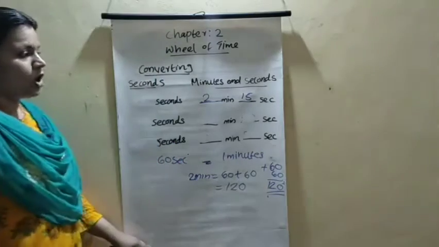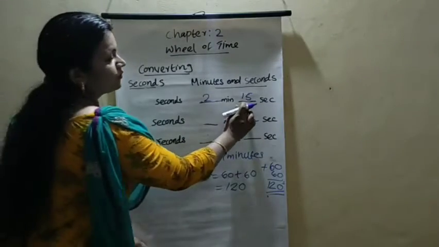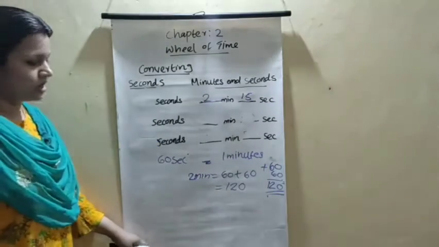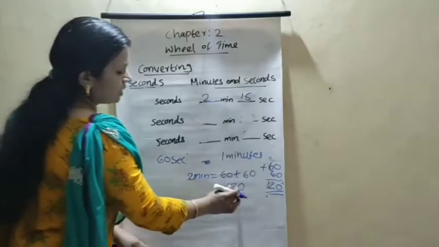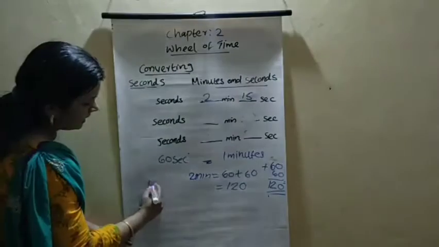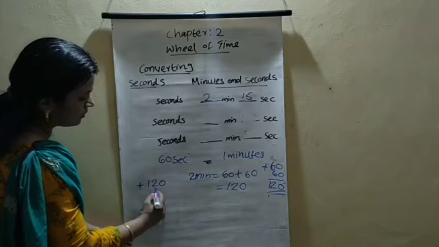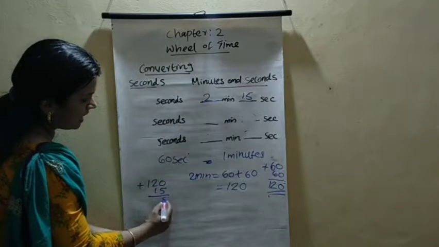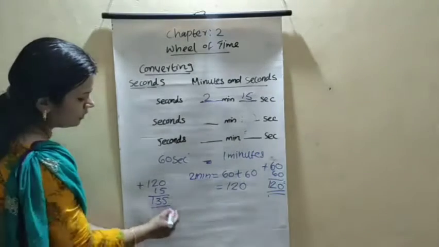120. Okay, plus 15 seconds also here. So, 2 minutes equal to 120, then 15 seconds. So, 120 plus 15. 5, 3, 1. We get what?